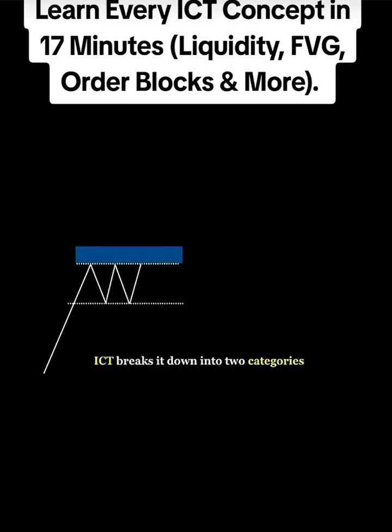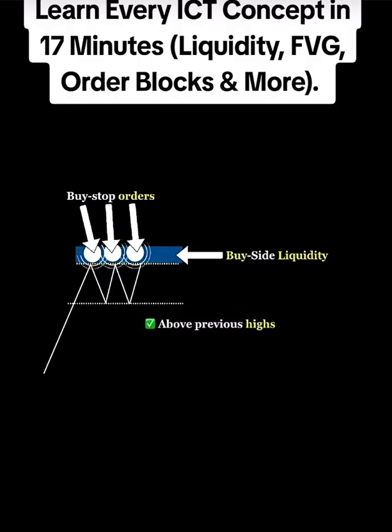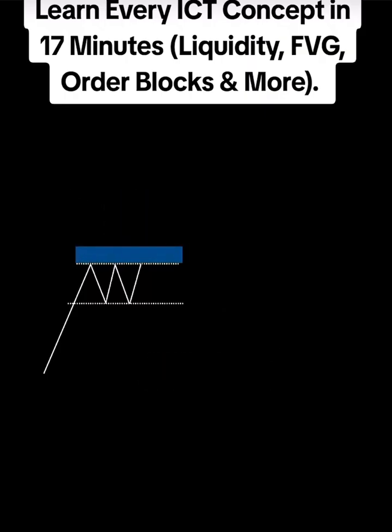ICT breaks it down into two categories. The first type is buy-side liquidity. Buy-side liquidity refers to buy stop orders, and these are typically placed above price, above previous highs, weekly or daily highs, or above equal highs. Why are they up there? Because traders who are short want to protect their positions. They place stop losses above swing highs. Breakout traders also place buy stops to catch a move higher.